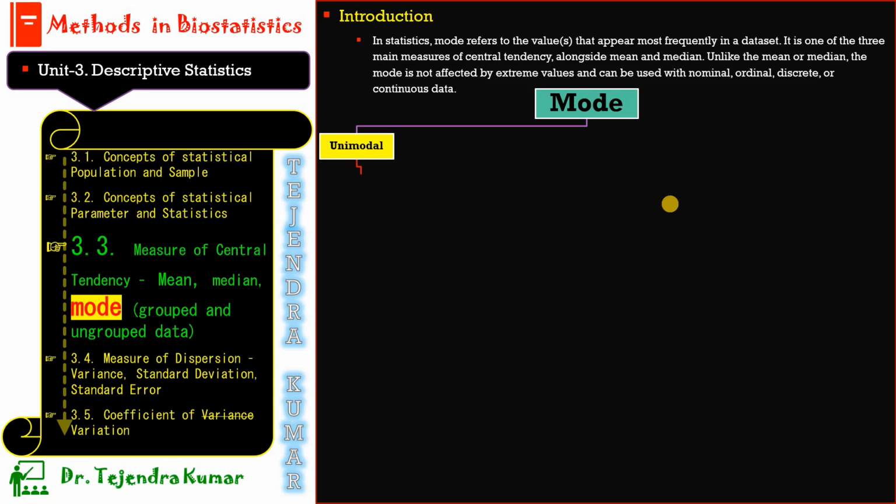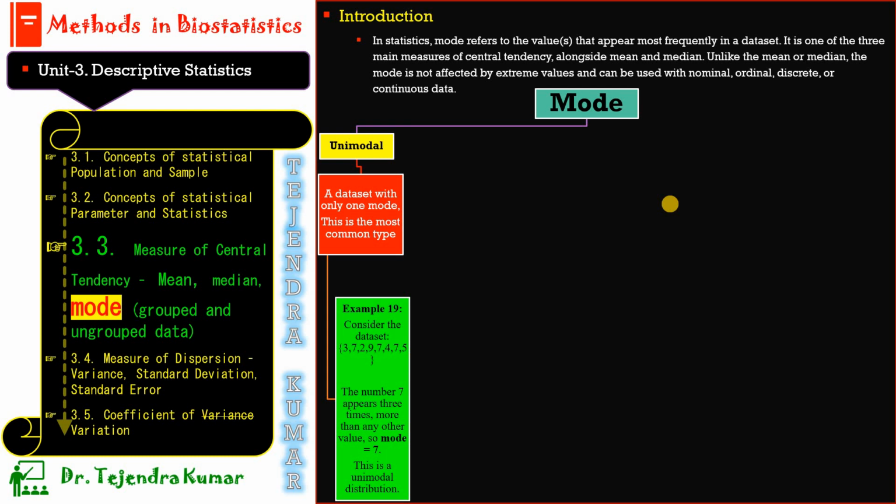Mode has different types, and the first is unimodal, a data set with only one mode, and this is the most common type. Let's take an example. Consider the data set 3, 7, 2, 9, 7, 4, 7. So the number 7 appears 3 times, more than any other value, because the remaining values are not repeating again and again, and that's why the mode is 7, and this is a unimodal distribution.